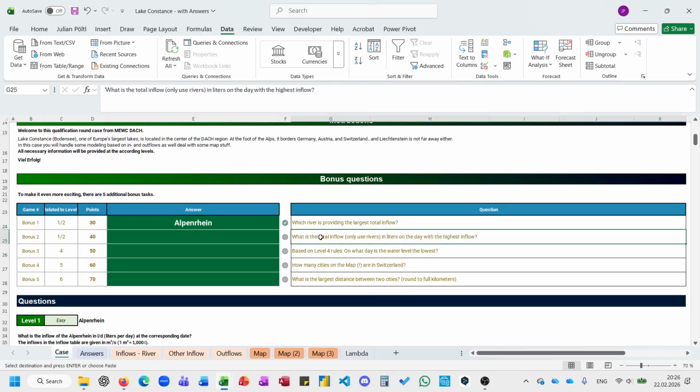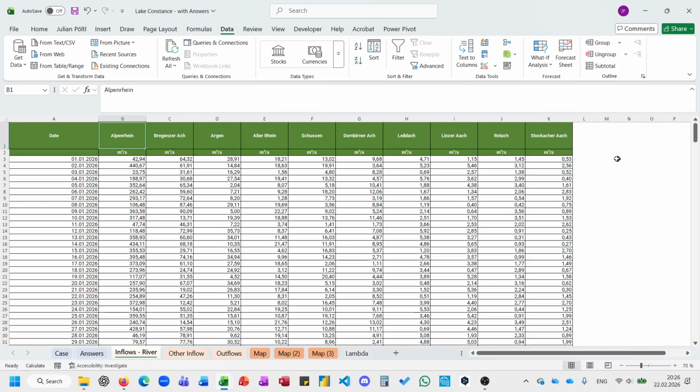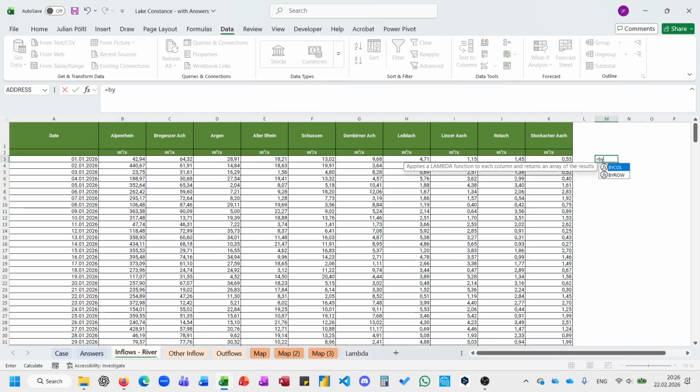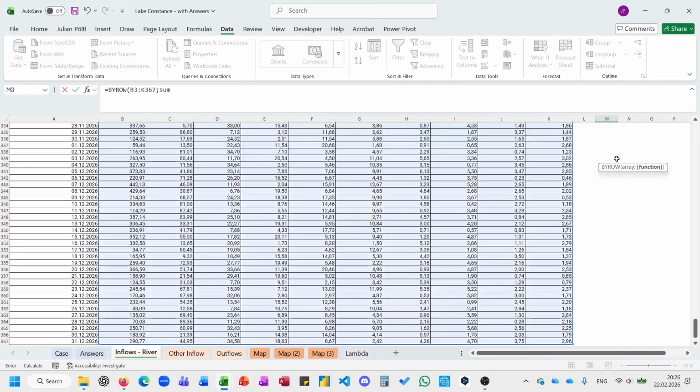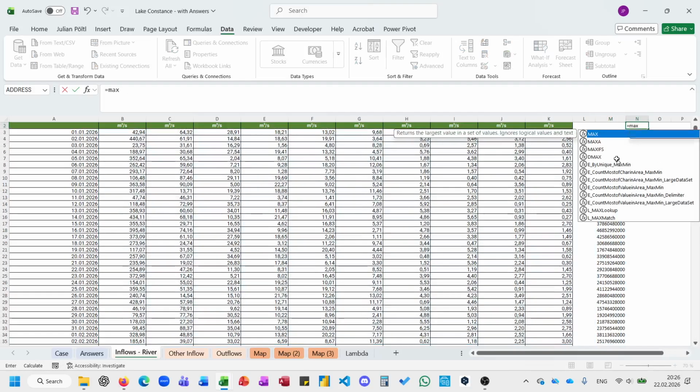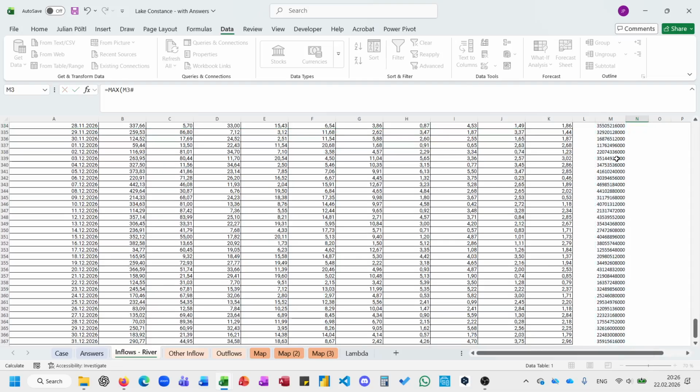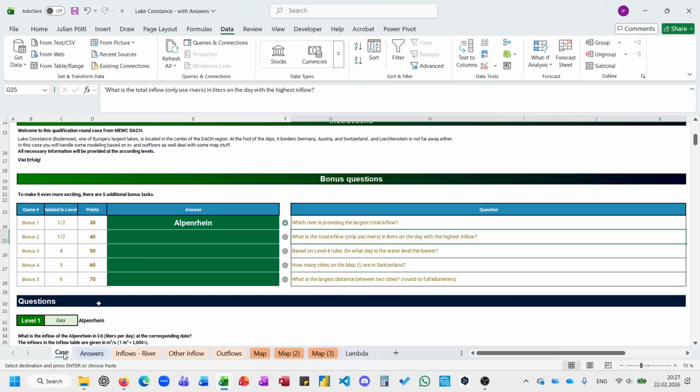What is the total inflow? Only use rivers and leaders on the day with the highest inflow. So basically by row sum times 60 times 60 times 24 times 1000, and we want to have the maximum based on level 4 rules.